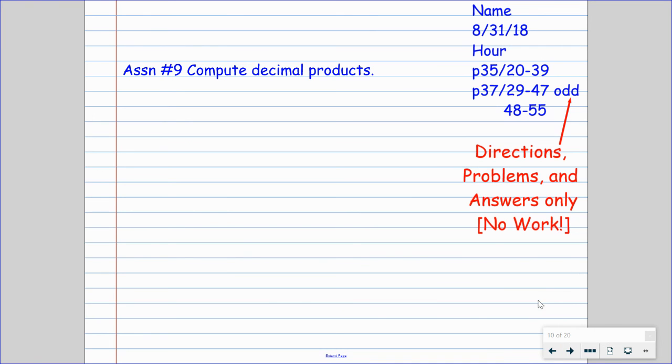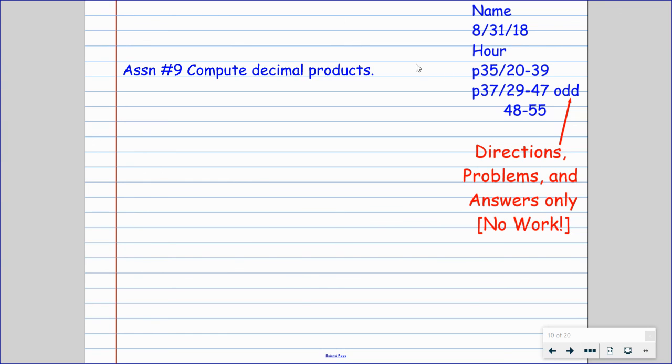All right, with that, folks, I'm going to let you go. Don't forget, please write the directions, then the problem, then your work, and then your answer. And of course, the exceptions. You can scroll back in the video if you want. If it's a word problem, you do not need to write the problem, just the work and the answer.